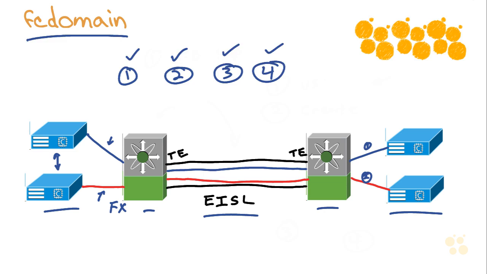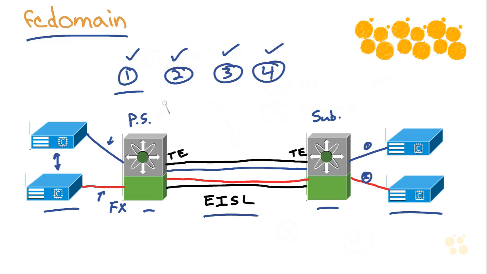So the first big feature set is, of course, the principal switch selection. Understand this is going to guarantee that selection of a unique principal switch across our fabric. That principal switch is going to then allocate domain IDs. Let's say this is our principal switch right here. It's going to allocate domain IDs to what are called subordinate switches for that particular VSAN.